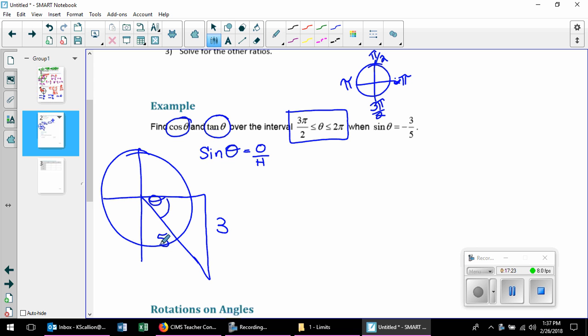So just FYI, hypotenuse is never negative. Knowing that little tidbit of information, what's the other side I need to solve for? That x value, right? What is it? 4. It's a Pythagorean triple. 3, 4, 5. Now, is it a positive 4 or a negative 4? Positive. Why? Because you're in quadrant 4, and in quadrant 4, x's are positive, y's are negative. That's exactly what you said.